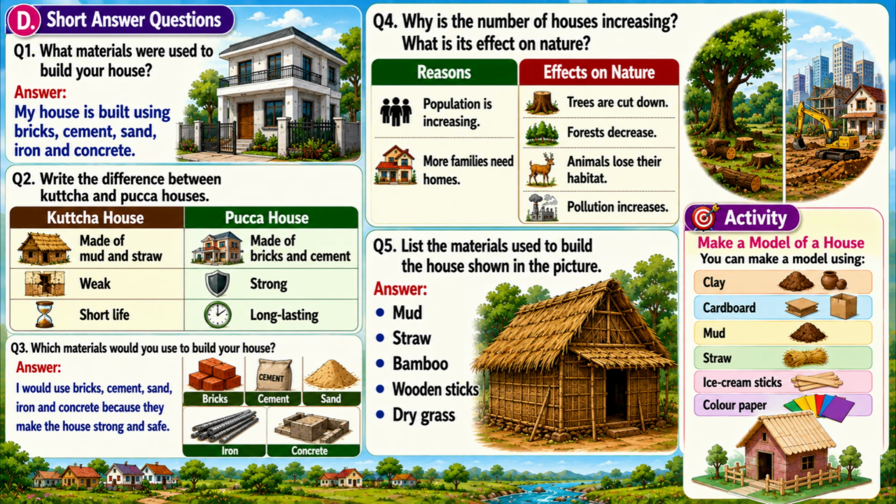Now, let us understand the effects on nature. Trees are cut down. Forests decrease. Animals lose their habitat. Pollution increases. So, an increase in the number of houses can affect nature and the homes of animals. Question 5. List the materials used to build the house shown in the picture. Answer. The materials are mud, straw, bamboo, wooden sticks and dry grass.